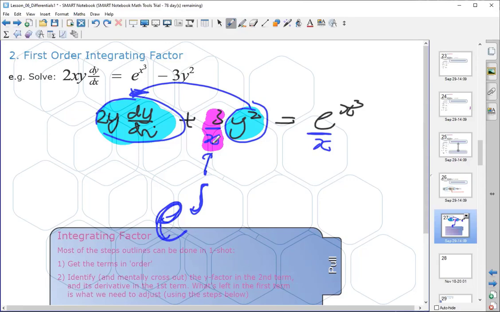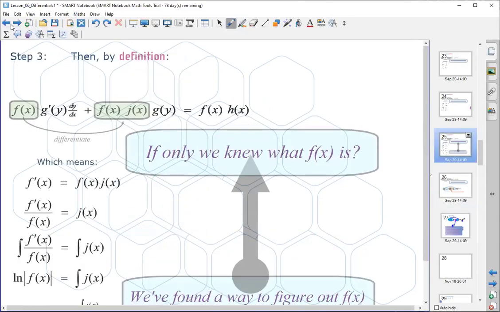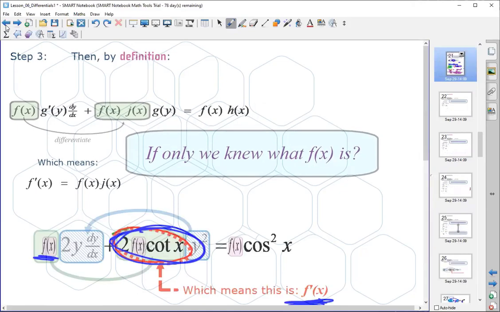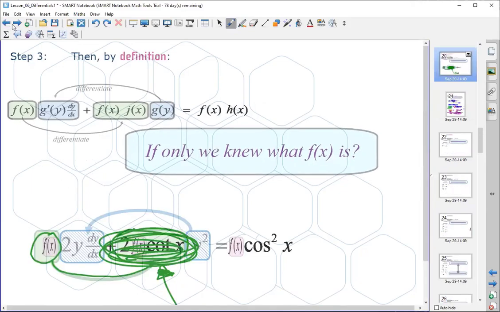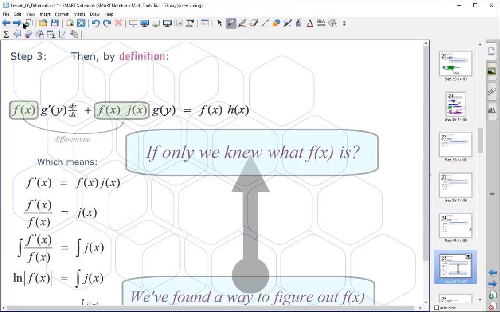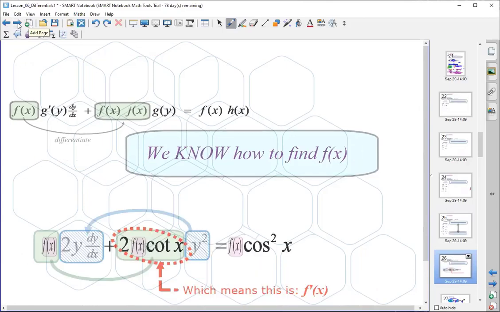If you go back here, we called it j(x) here. So it's the j(x). It's the thing that multiplies by f(x) to give you f dashed x. Okay, it doesn't matter. It won't cause you any problems at all. What you call it isn't going to make any difference at all.